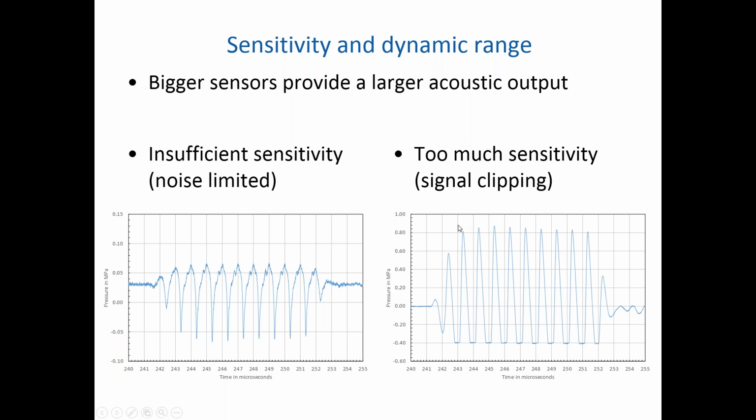So if we look at this particular trace, whilst we've got nice clearly resolved peaks on the positive going excursion, we can see on the negative going excursion we're hard limited. We've clipped the signal and we're not accurately measuring what's going on in the peak negative.